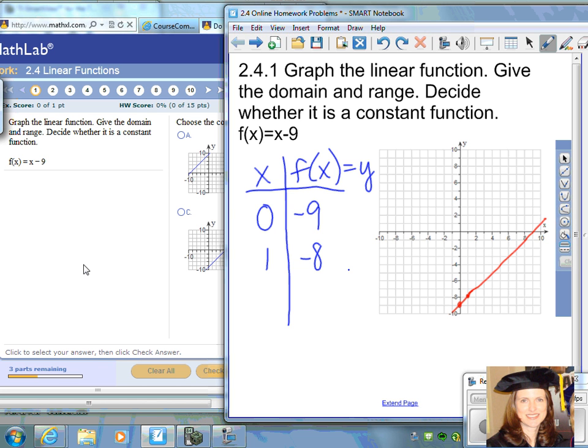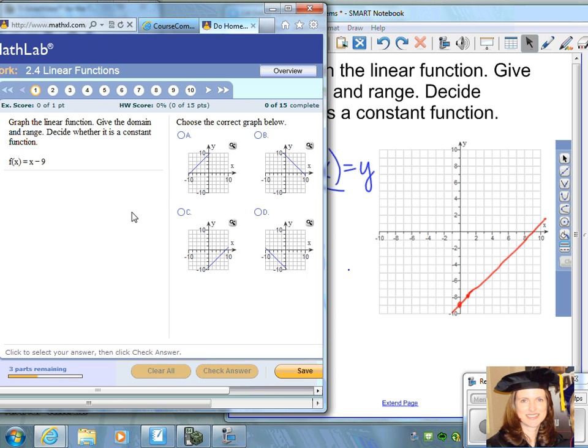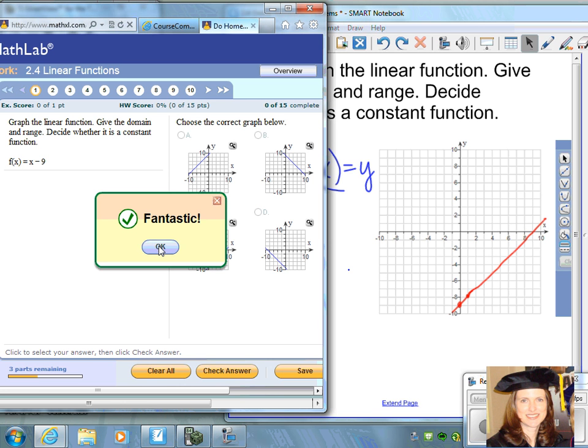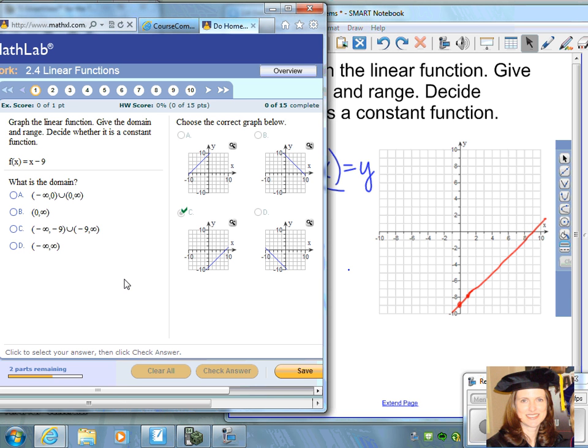Let's look at the choices that they give us on the homework. Which one of the choices looks most like the graph that we sketched? For my example, it looks like choice C. Fantastic. Okay, now we want to talk about the domain.